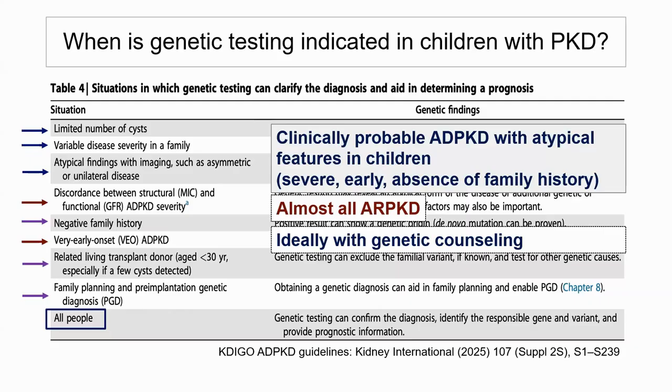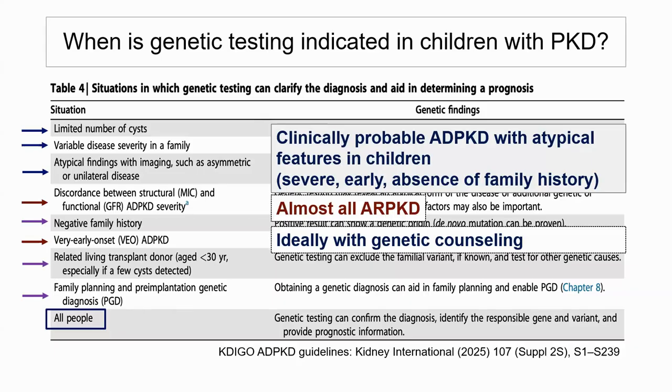And in general, in ADPKD in children, when there is clinically probable ADPKD, we would typically, for sure, do genetic testing if it's a very severe presentation or very early presentation. So anything out of the ordinary that would be expected for that age-appropriate polycystic kidney disease, or if there is an absence of family history, because there are other causes of cystic kidney diseases or cystic kidney conditions in children. And then almost whenever we are suspecting ARPKD, we will always do genetic testing. And ideally, it's done with a genetic counseling session.